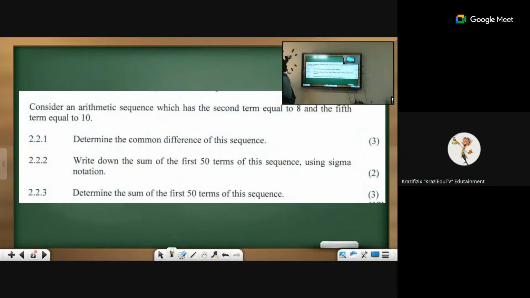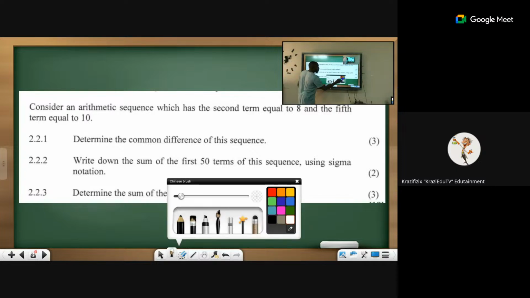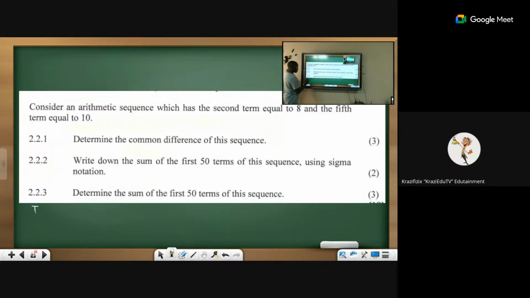Let's say this one. I don't think this one is difficult. Consider an arithmetic sequence which has the second term 8. I've told you this. Change the English into maths. Second term is 8. What do we know? T2. And what is T2? It's arithmetic. A plus d.